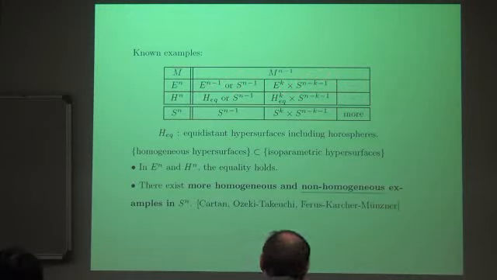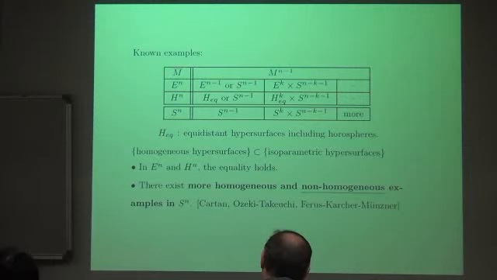So only these three cases. And also in hyperbolic space, isoparametric hypersurfaces are given by equidistant hypersurfaces, including horospheres, or umbilic spheres, or the product of these two spaces. And there are no more examples.